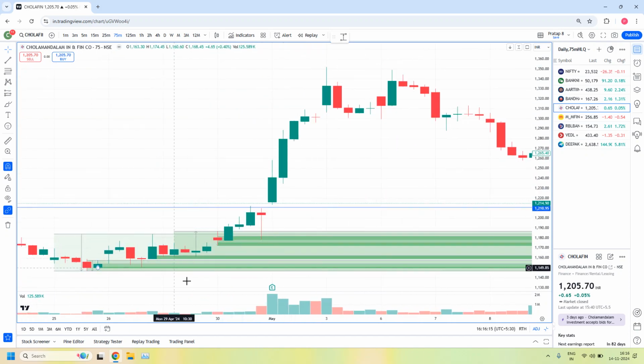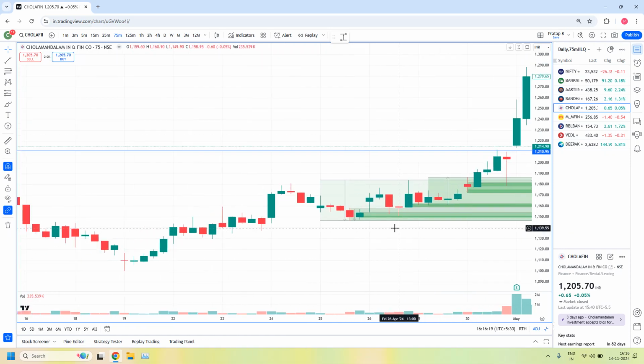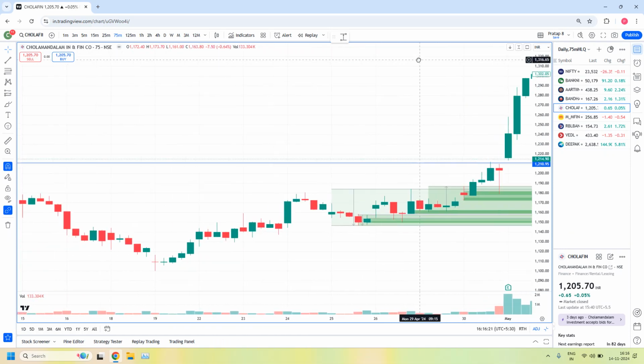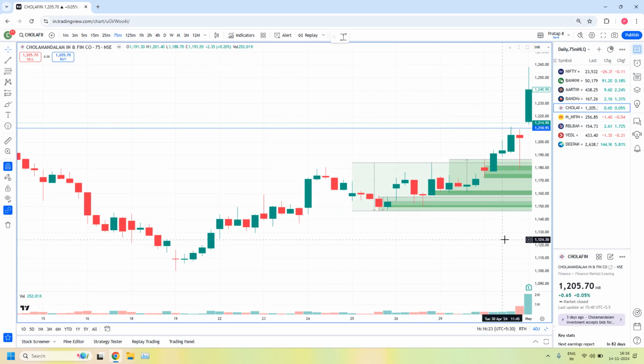Okay, this is a 75 minutes time frame. So we have drawn a 75 minute zone here. We have a drop candle, 1, 2, 3, 4, 5 base candles, and then a rally candle. This is the 75 minute zone. You can also consider the rally: this is the base candle, 1, 2, 3, 4, 5, 6, and then a rally candle. That way also you can consider.